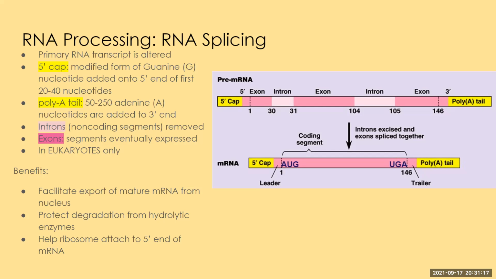And additionally, what is the end product of this mRNA? It has to be able to attach to that ribosome so that it can make the polypeptide sequence, right? So in order for that attaching to occur, this 5' cap and poly A tail work together to help that ribosome attach to the 5' end of the mRNA.